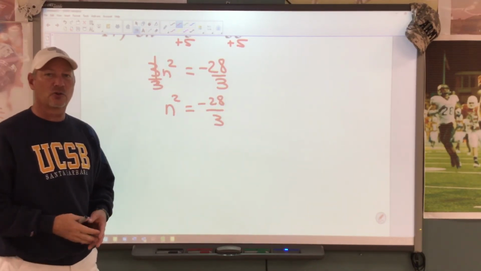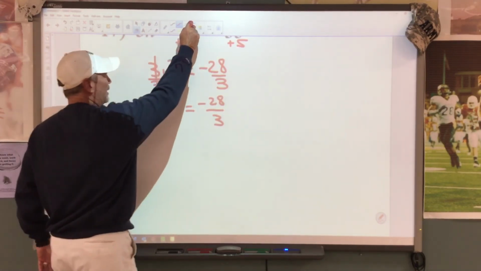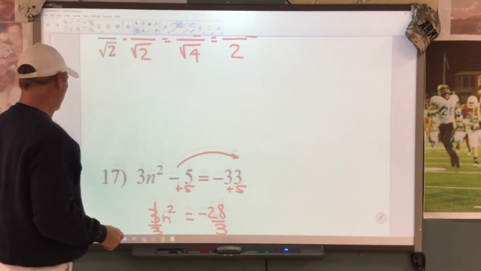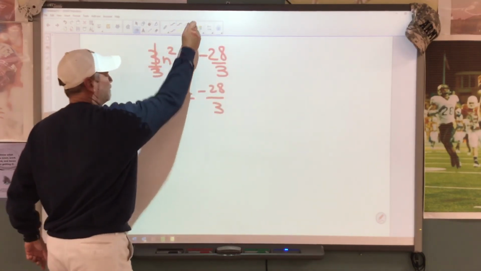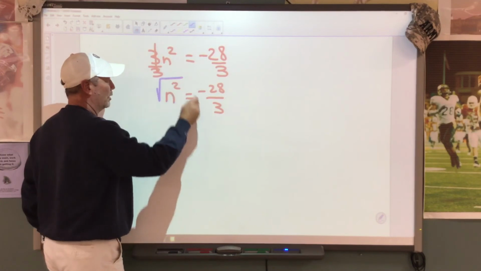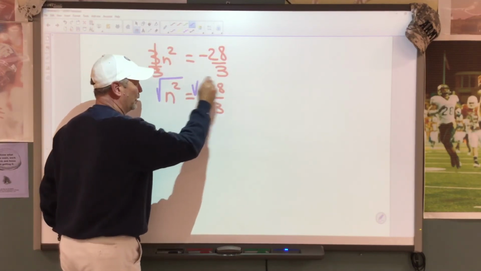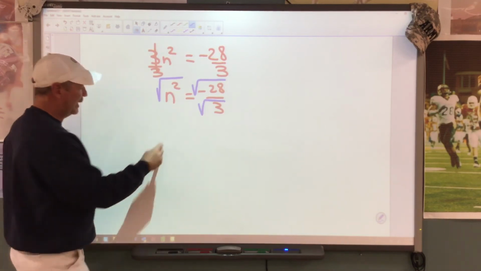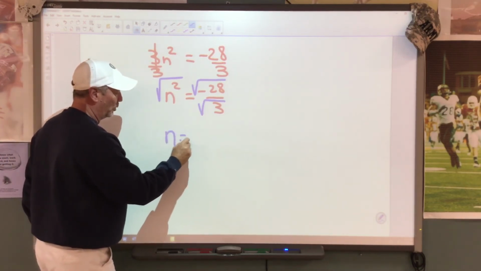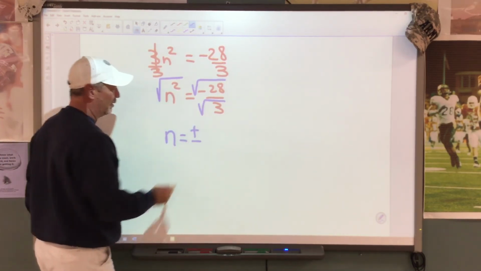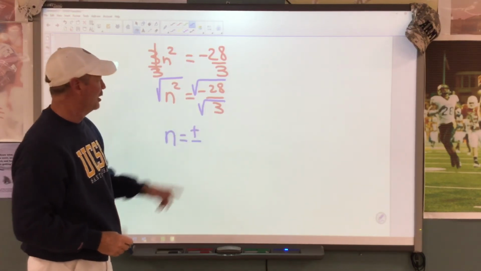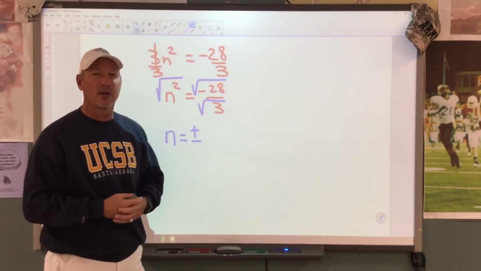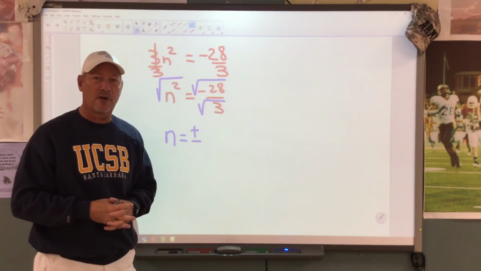We need to take the square root. We split it because it's a fraction. We get n equals a positive negative square root of 28. Now we're going to have problems with this, so we're going to simplify the 28 real quick.